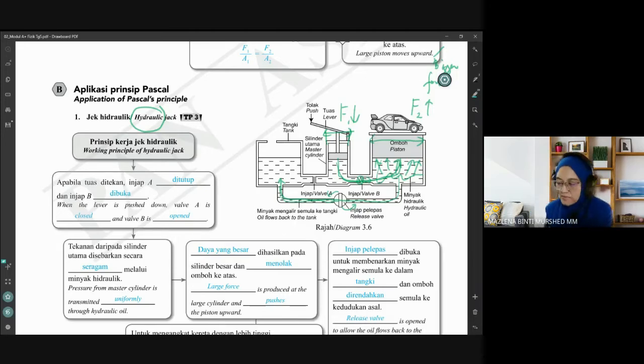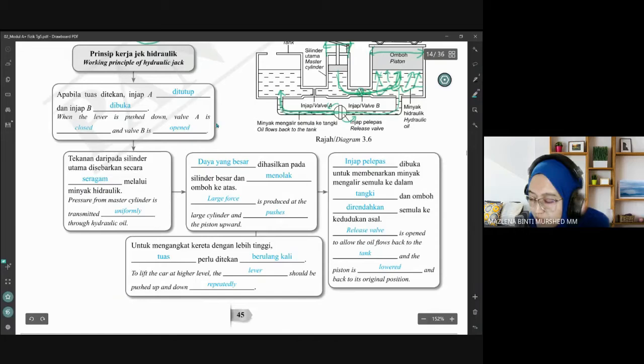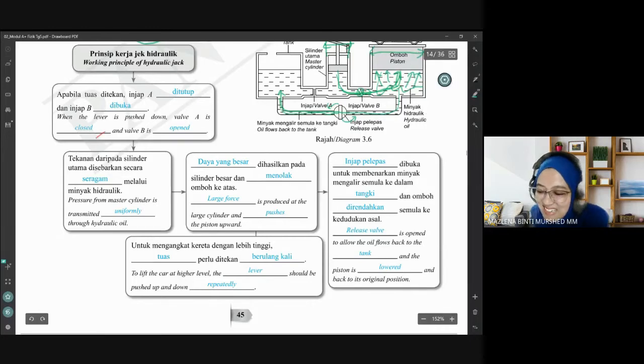Alright? So kita tengok kat sini. Apa dia kata in your module, dia kata when the lever is pushed down, valve A is closed and valve B is open. Close and open. Korang tolong tanda lah jawapan ni, walaupun korang tak fikir pun, tengok je salin je jawapan bila dia teacher kan. Valve A closed and valve B open. Dan minyak tu akan flow through this one, carry all the pressure to the larger piston. Pressure from master cylinder is transmitted uniformly through the hydraulic oil.